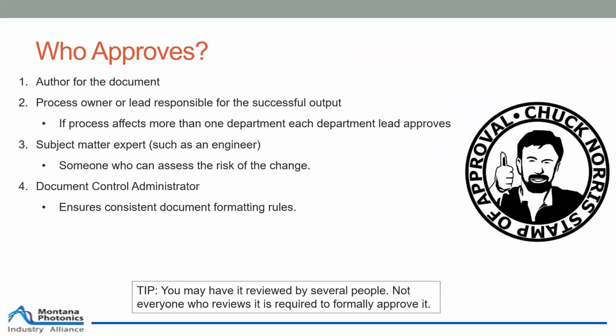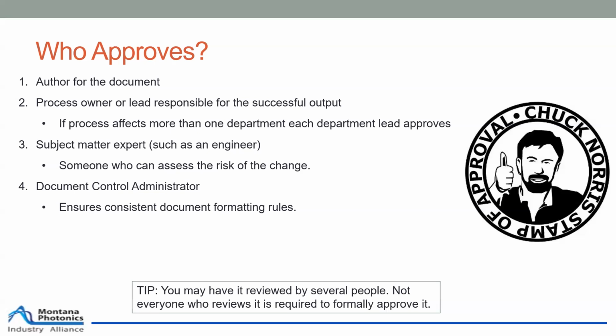Second, you're going to want to have the process owner approve. The process owner is the person who is ultimately responsible for the successful output of the process. For example, the department manager or supervisor. If this process affects more than one department, such as a high-level quality management system procedure, you may want to have each of the process owners sign for approval.